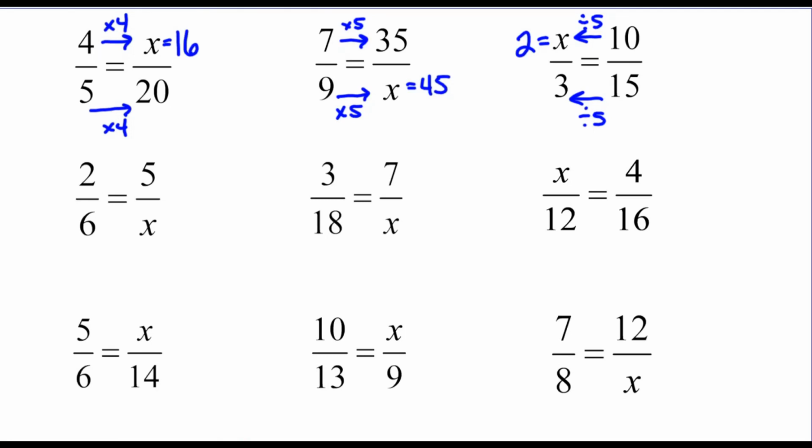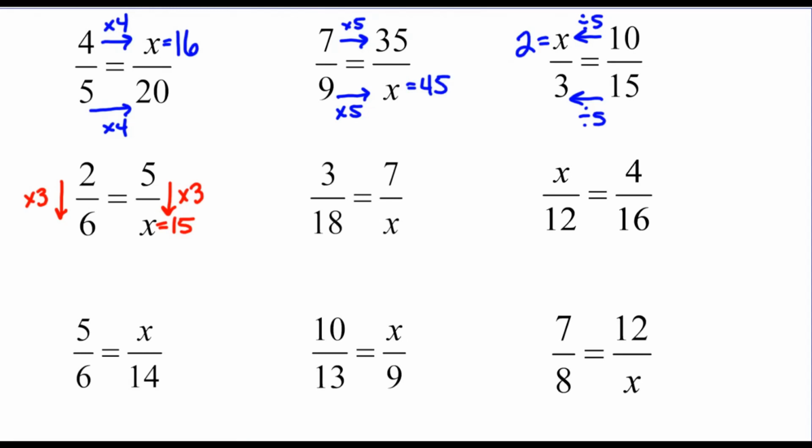The next row, that strategy kind of falls apart a little bit. If I'm trying to look at a relationship between the 2 and the 5, for example here, it's not really a very nice relationship, but you may notice there is a much nicer relationship vertically, or within the ratio 2/6. The denominator is 3 times bigger than the numerator. That same relationship must exist in the other ratio as well. So I know that this denominator has to be 3 times bigger than its numerator, so that would make it 15. So 2/6 is equivalent to 5/15.